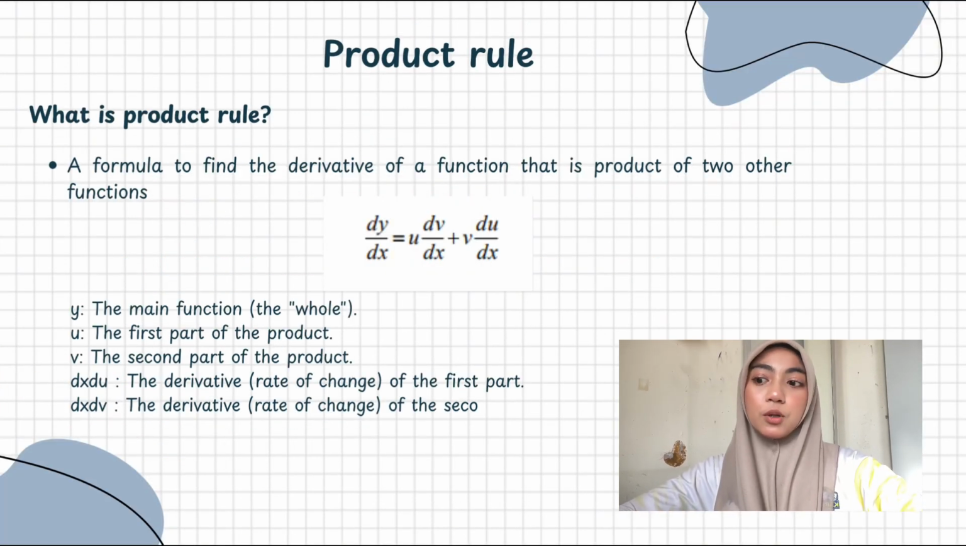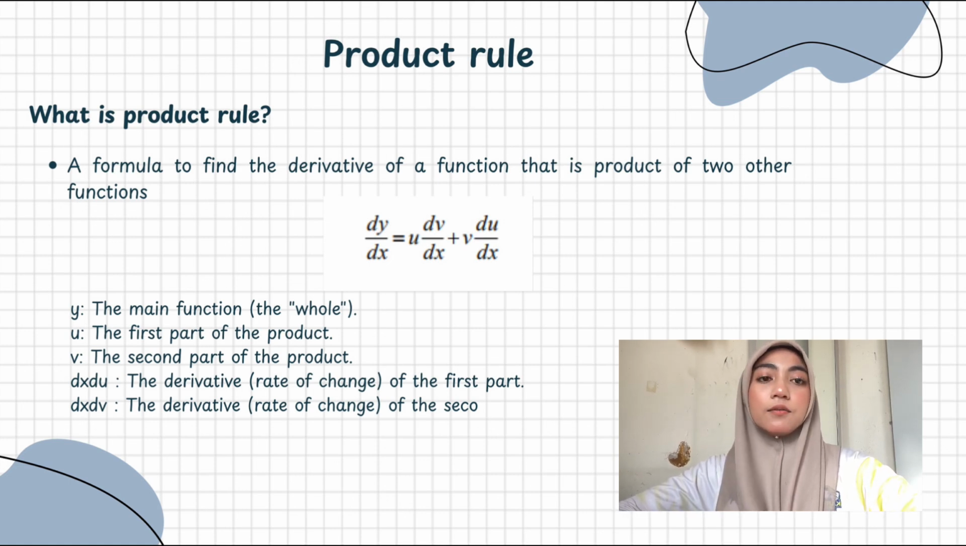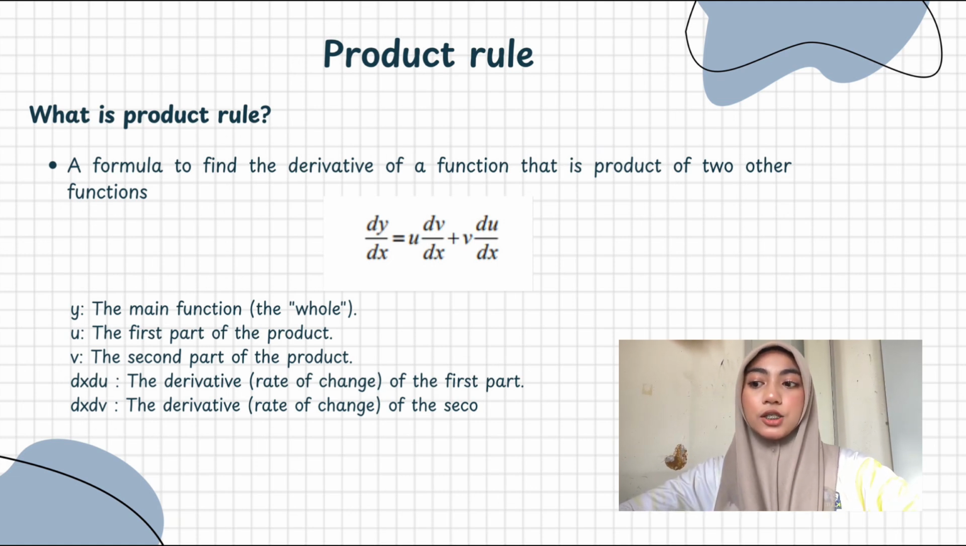The product rule is a formula to find the derivative of a function that is a product of two other functions. As you can see, the formula is dy over dx equals u times dv over dx plus v times du over dx. So, what is the main function, the whole? u is the first part of the product and v is the second part of the product. du over dx is the derivative of the first part and dv over dx is the derivative of the second part.